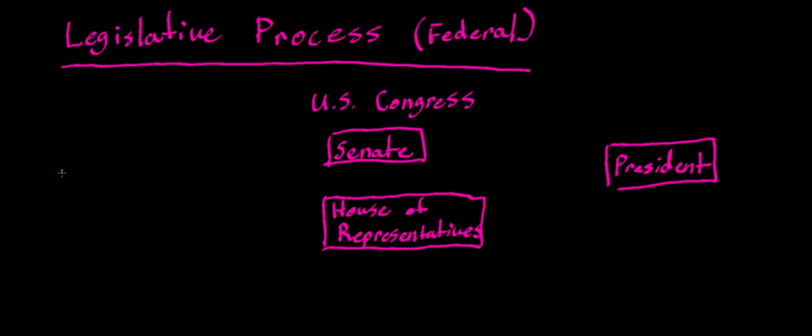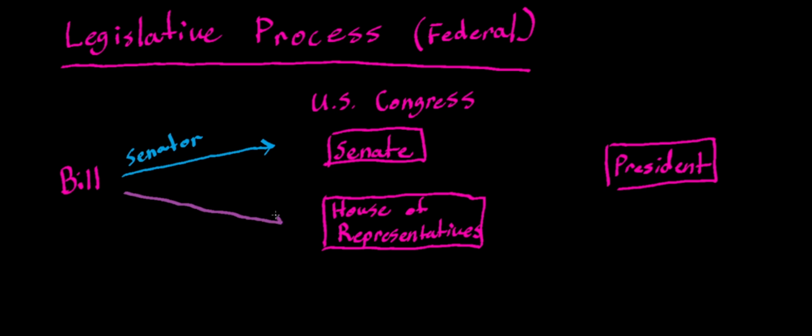So the legislative process starts with the filing of a bill. And that bill can be filed either by a senator, in which case it will begin its legislative process in the United States Senate. Or the bill can also be filed by a representative, in which case it will begin its legislative journey in the House of Representatives.